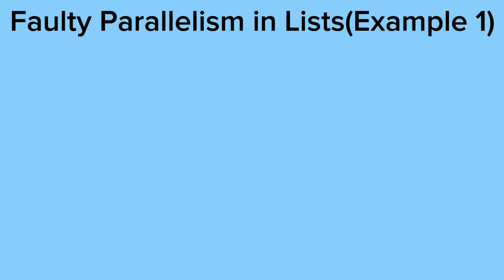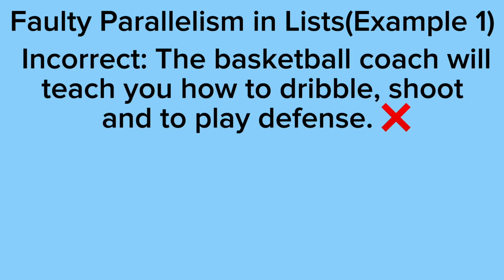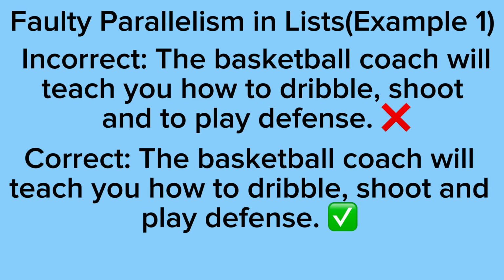Next, we'll be discussing faulty parallelism in lists. Our first incorrect example says, the basketball coach will teach you how to dribble, shoot, and to play defense. As you can see, teach you how to dribble, shoot, and to play defense are not written in the same grammatical form. So the correct way of writing this sentence would be, the basketball coach will teach you how to dribble, shoot, and play defense. Teach you how to dribble, shoot, and play defense all are in the same grammatical form.